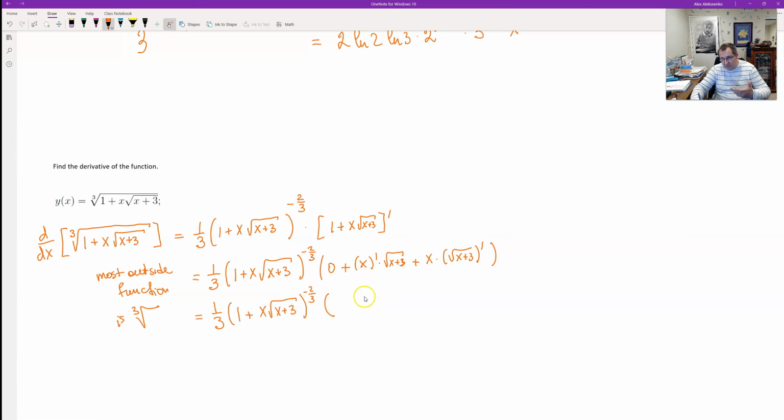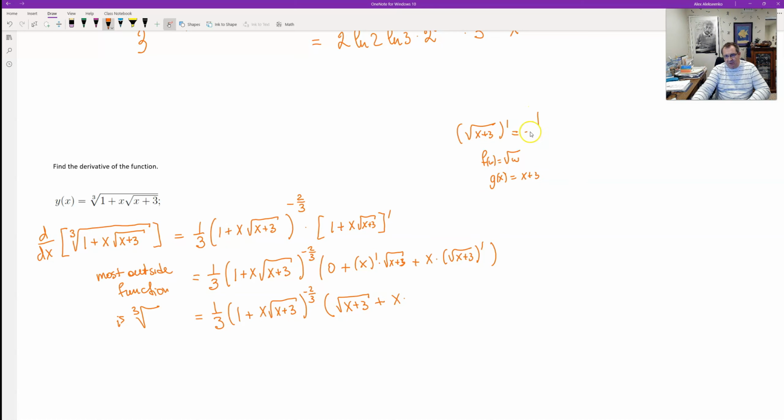So 0 is 0, so I'm not going to write it, but derivative of x is 1. So the first term will be pretty much equal to square root x plus 3. Now, then it will be x multiplied by. So I will just go ahead and evaluate derivative of x plus 3 on the side. So here I have a composition of two functions. The outside function is square root of w, and the inside function, so that would be f of w, and g of x is x plus 3.